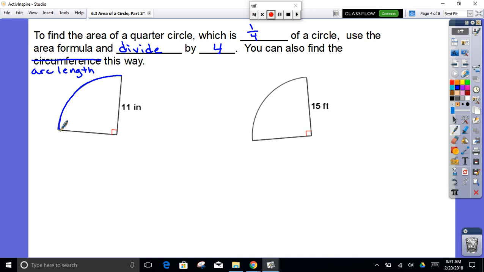So let's take a look at this first one. Jake, you're actually up. What part of the circle is this 11 inches? It would be the radius, because this would be the center of our circle, if we could imagine the whole circle. This would be a line from the center of the circle to an outside edge. So the radius of that circle is 11 inches.